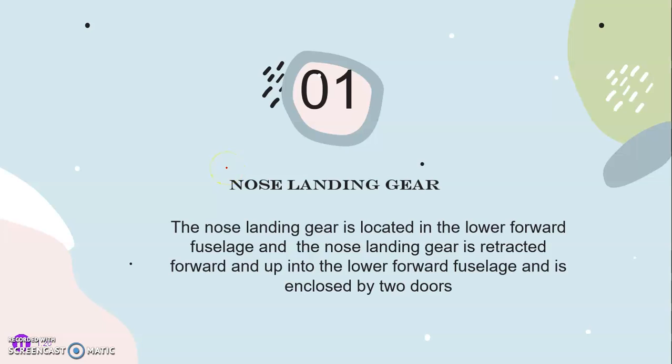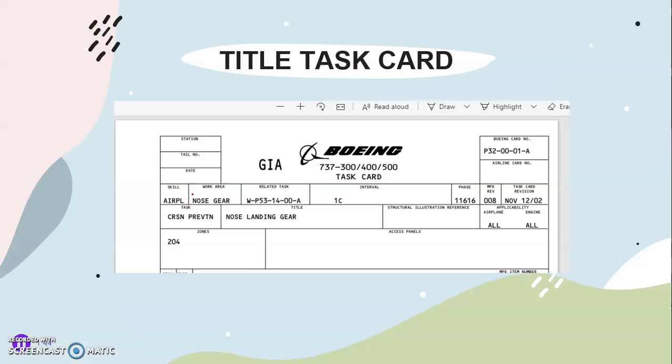The first task card is nose landing gear. The nose landing gear is located in the lower forward fuselage, and the nose landing gear is retracted forward and up into the lower forward fuselage and is enclosed by 2 doors.